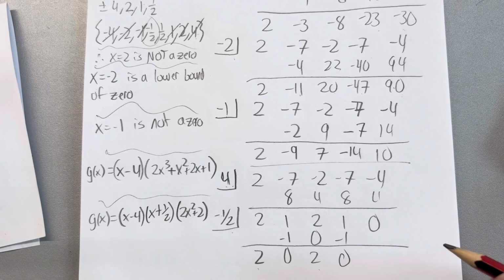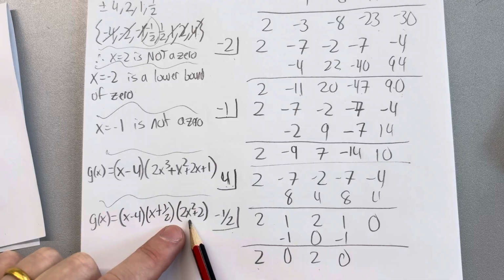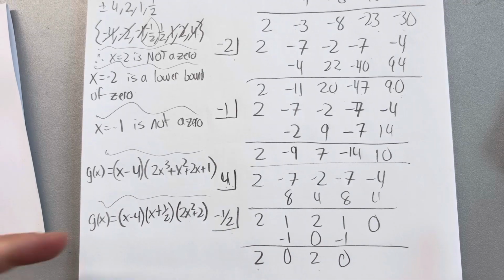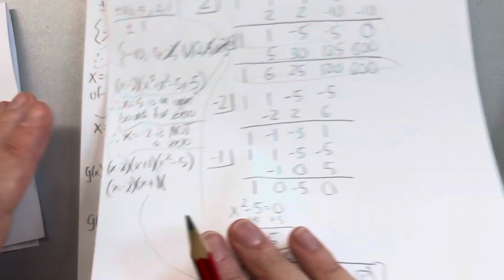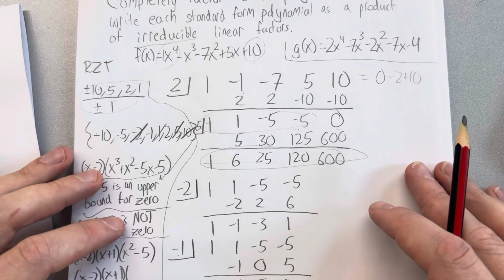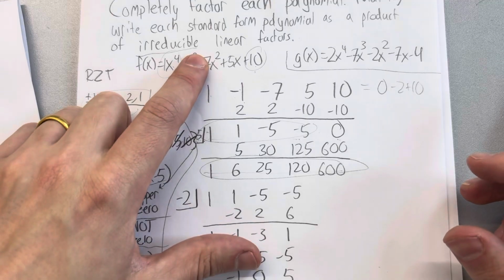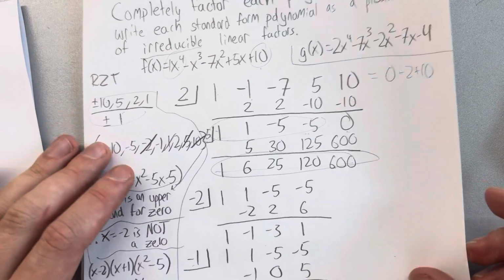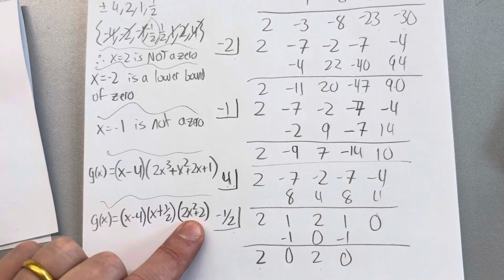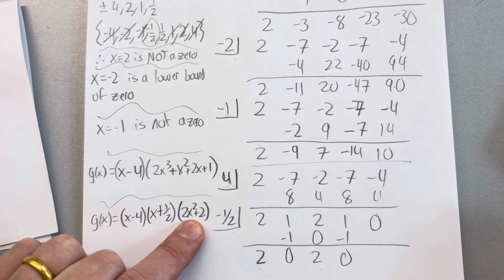What is that? Oh no. Well, actually, this is good. We can leave it at this. This is the answer. Why? Because the question said irreducible linear factors. Maybe I should have changed the question because we're not going to have a linear factor, but we're going to have irreducible factors, because 2x squared plus 2 cannot be reduced.